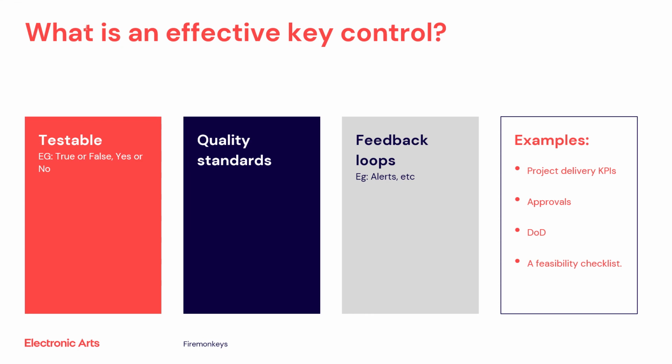Well, a key control must have three aspects. The first is that any control you have can be tested in a binary way to see if it has been achieved. For example, are all activities in your pre-production checklist complete before you officially move into production?